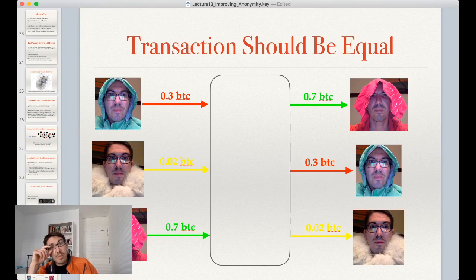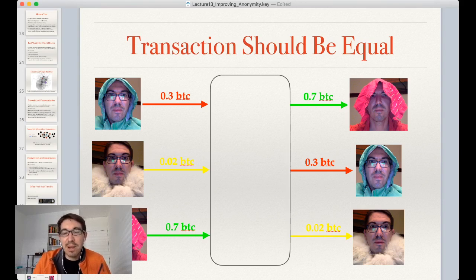However, there can be some problems here. My green avatar here has 0.3 Bitcoin, my furry avatar here has 0.02, and my red-hatted avatar has 0.7 Bitcoin. I send them all into this mixer, and the mixer sends the 0.7 to some other address controlled by the red-hatted person, 0.3 to the green, and 0.02 to the furry one. Well, what's the problem with this? It's trivial for anyone looking at this transaction to determine who actually owns the Bitcoin.